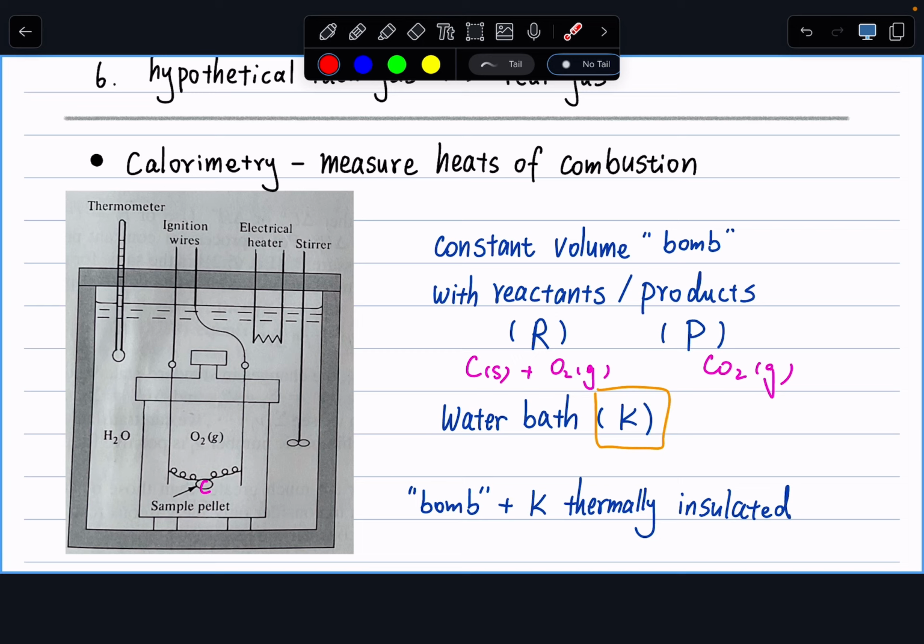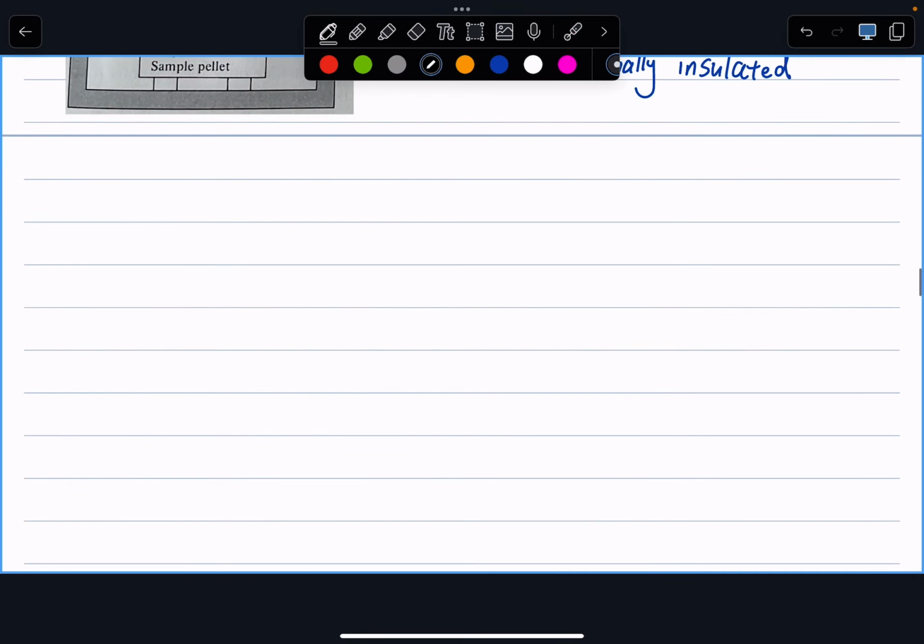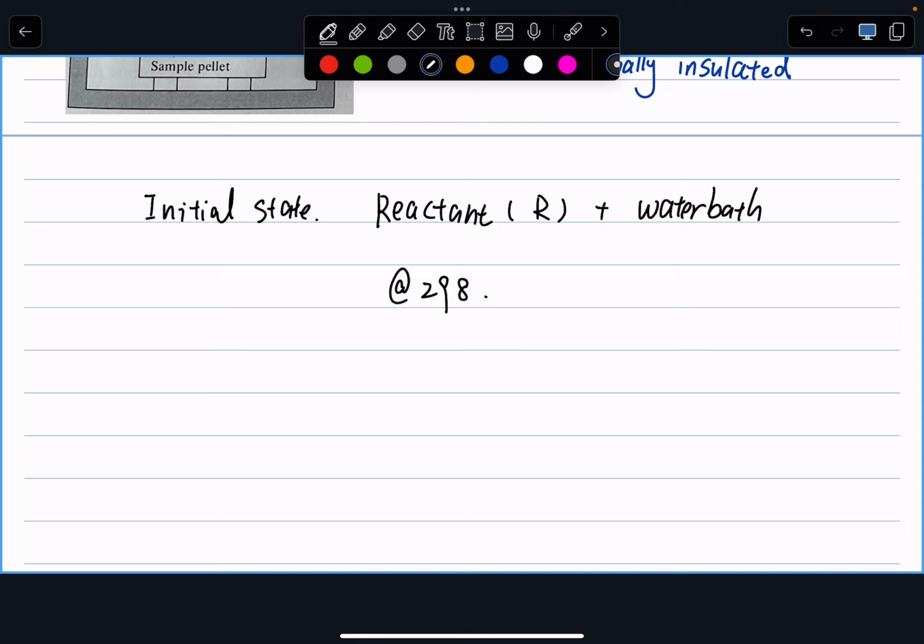So what's our initial state? Initial state is my reactant plus my water bath. Let's say we put it at 298 Kelvin, before everything takes place. Right, so using our HCl example, now imagine my reactants are my H2 gas and Cl2 gas and my water bath K. All of them are at 298 Kelvin.